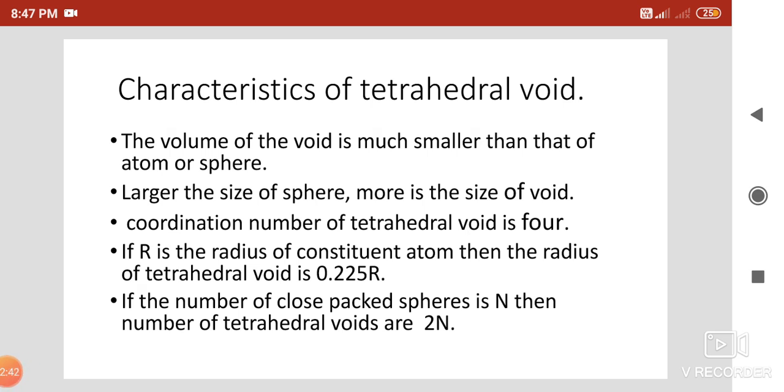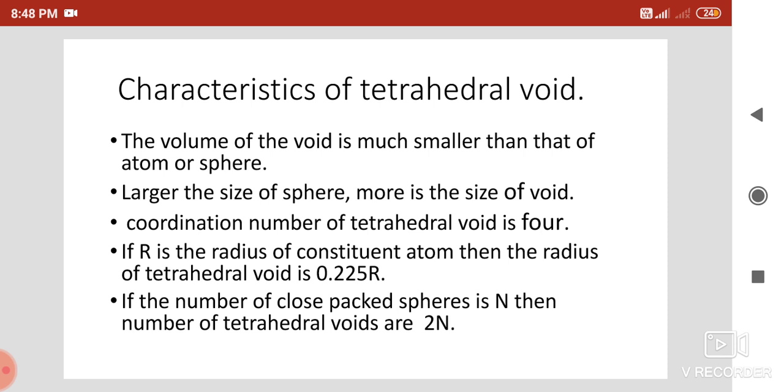Let us see the characteristics of the tetrahedral void. The volume of a tetrahedral void is much smaller than that of an atom or sphere. Second, the larger the size of the sphere, the larger the size of the void. Third, the coordination number of a tetrahedral void is 4. Fourth, if r is the radius of the constituent atom, then the radius of the tetrahedral void is 0.225 r.